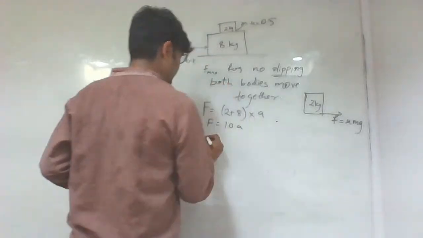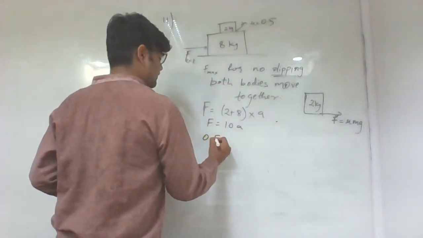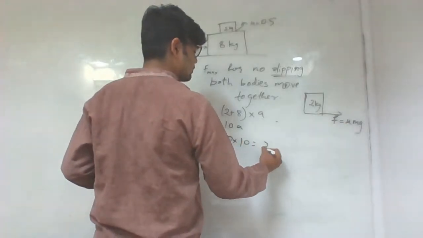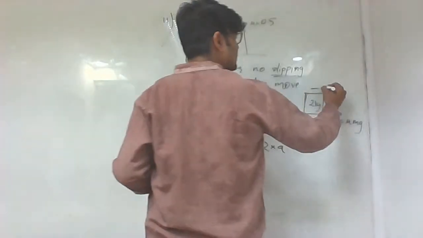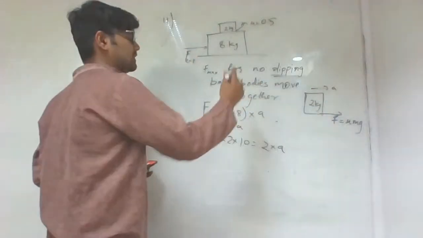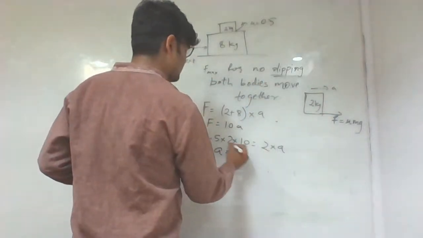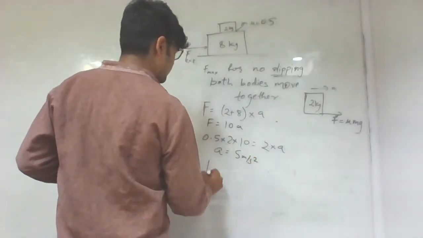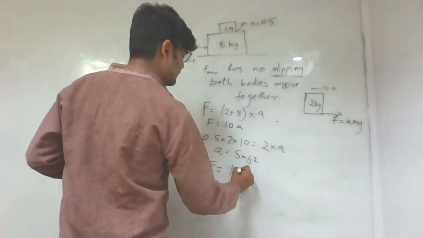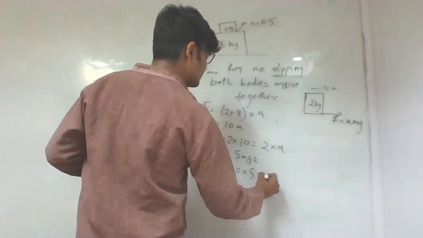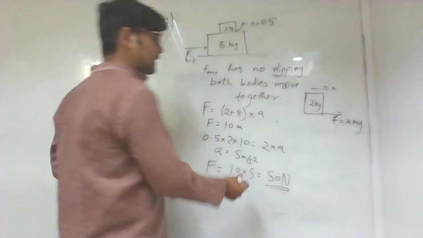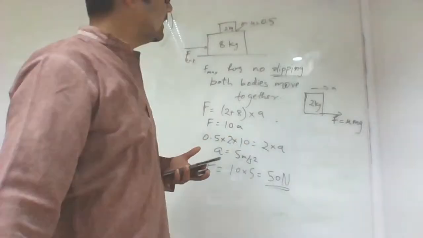Now, what do we get? Mu, which is 0.5, m is 2, g is 10, is equal to mass 2 into acceleration. This is the only force which can accelerate it. So acceleration comes out to be 5 meter per second squared. So force is 10 into 5, which is 50. If we make it 51, the body will slip.